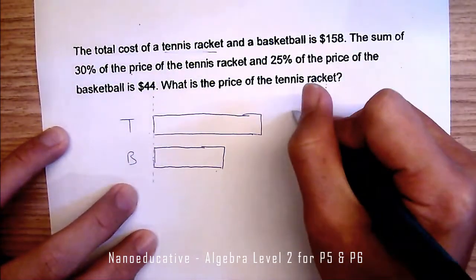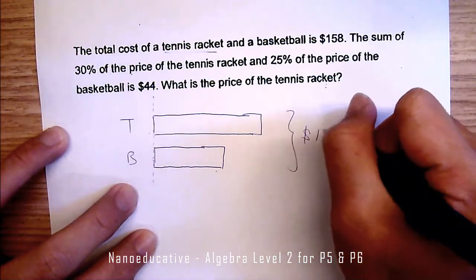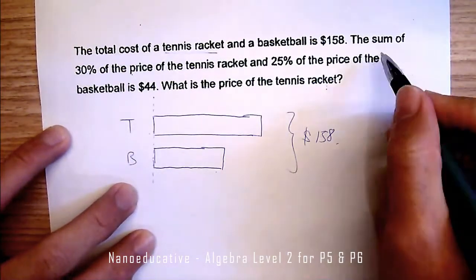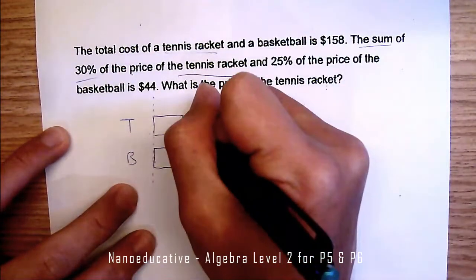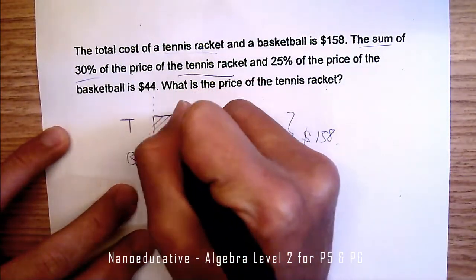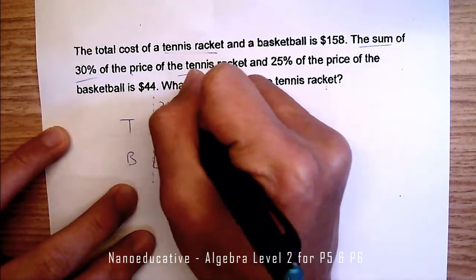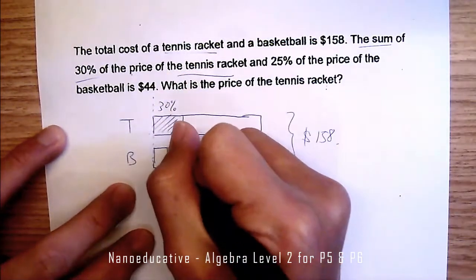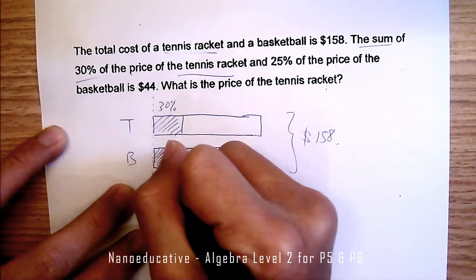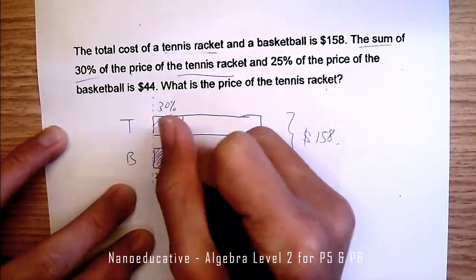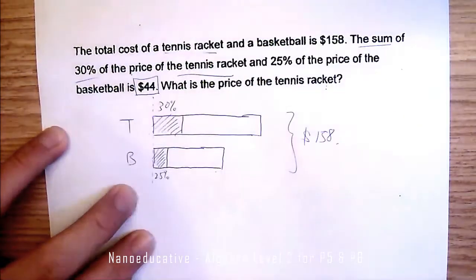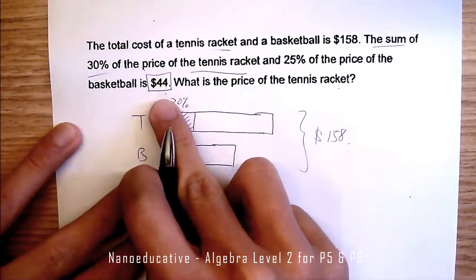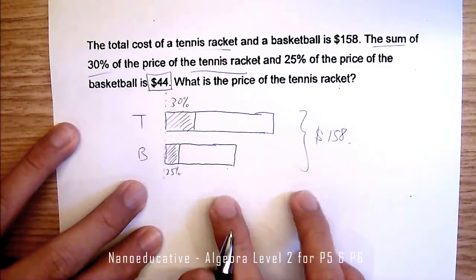Now, they say the total right now is $158. They said the sum of 30% of the tennis racket, see, 30% of tennis racket maybe is around this much, and 25% of this. These two add up together will be $44. So right now I'm going to use the logic method that I taught you all previously.